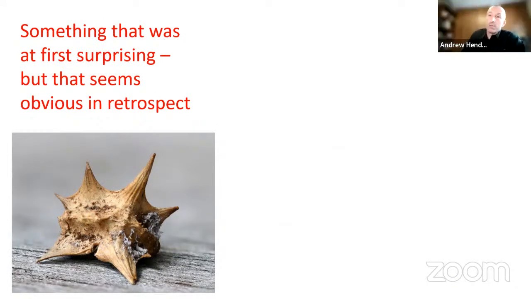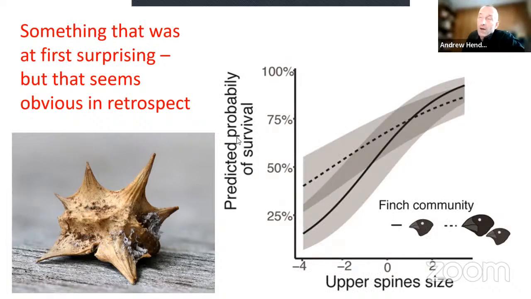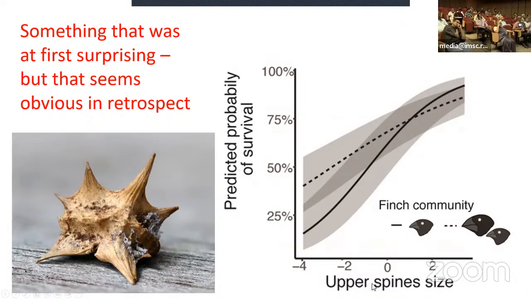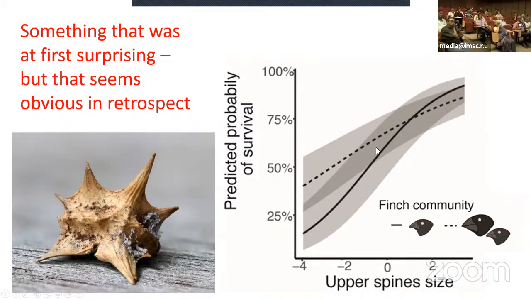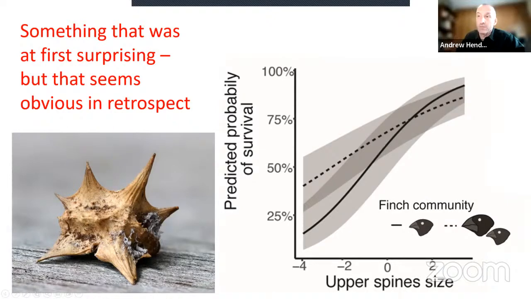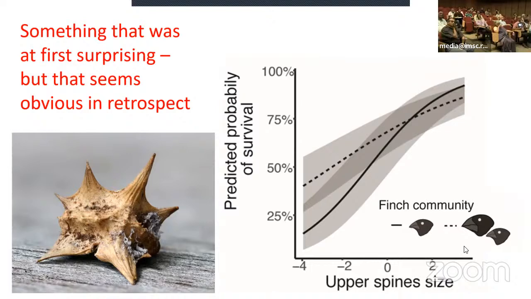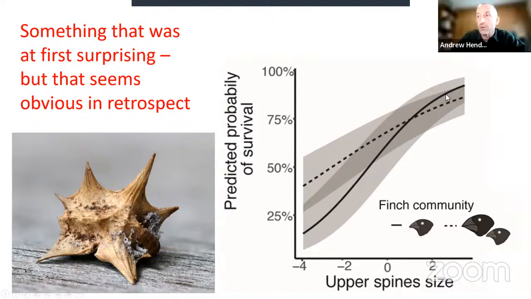So this is the relationship between the survival of these merocarps, these seeds, in relation to the size of the spines of these merocarps here, depending on the finch community that was present. And what's interesting is that when you do not have the big finches present, then you have stronger selection on the seeds. Okay, so in a finch community where the big beaked birds aren't present, then you have really strong selection for these merocarps to get large.